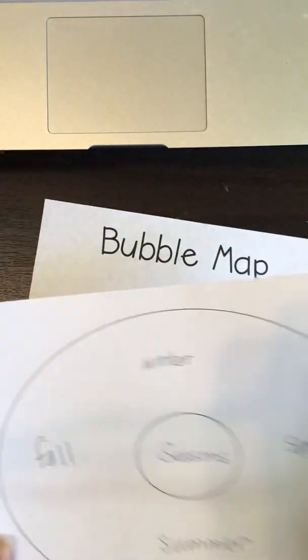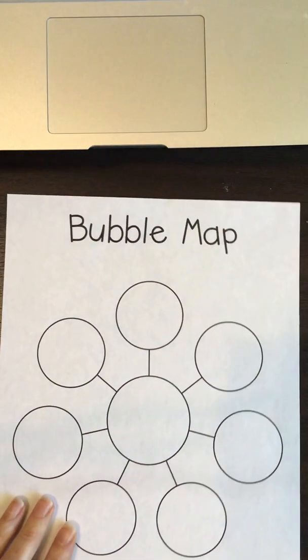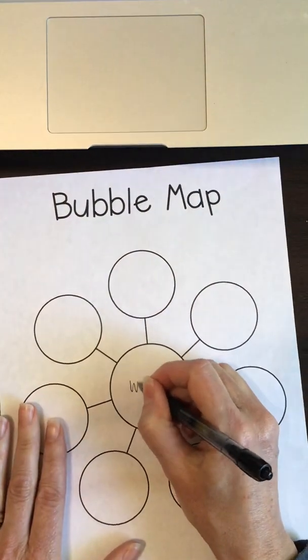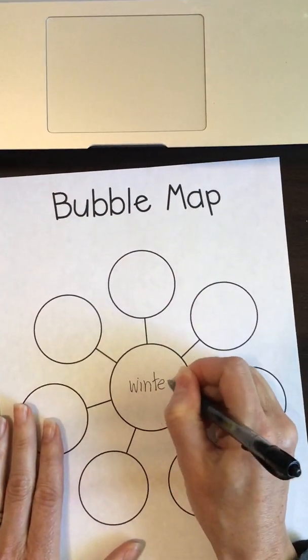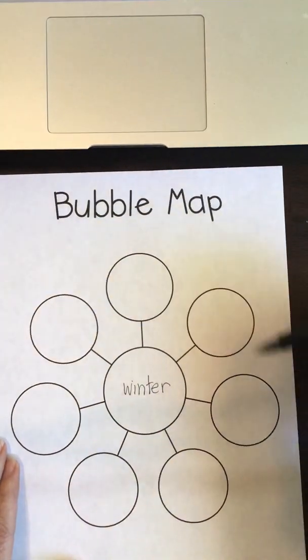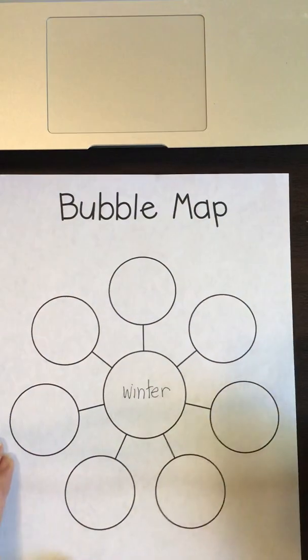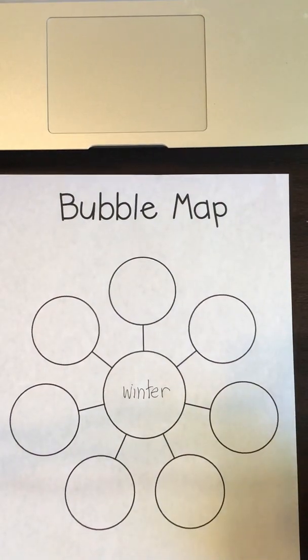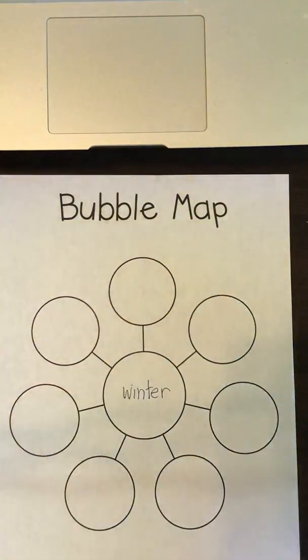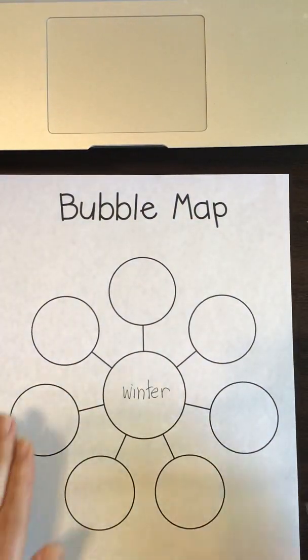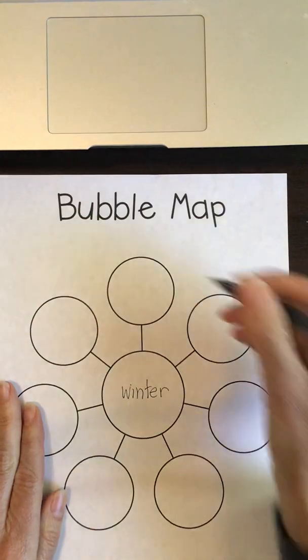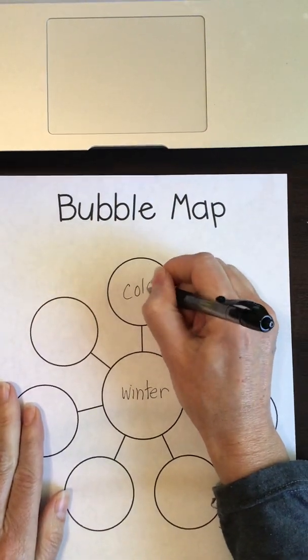So I'm going to take winter off my circle map, and I'm going to place it right into the middle of my bubble map. And again, a bubble map just is a topic in the center with some bubbles around it so that we can write some describing words about that topic. Okay, so around my bubble map, I'm going to put some ideas that I know about winter. I know that winter is cold.